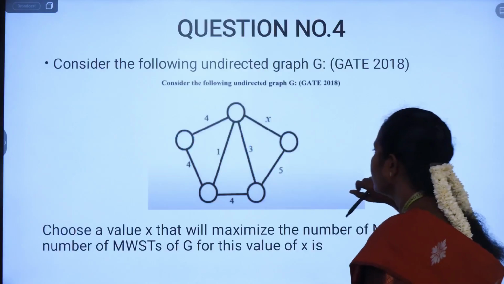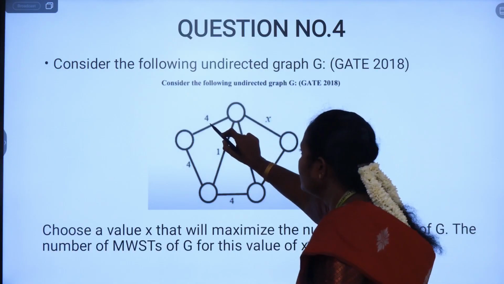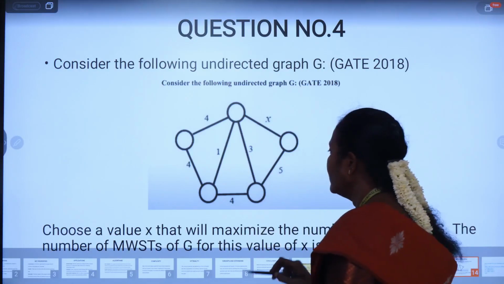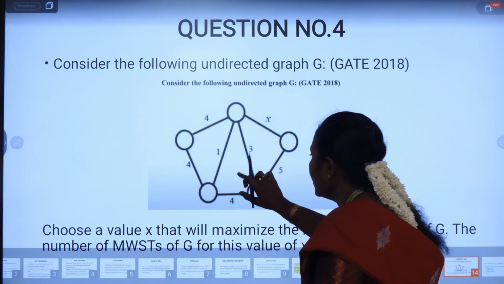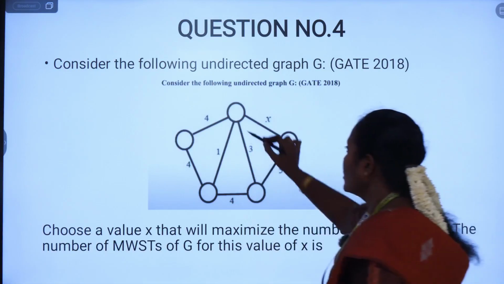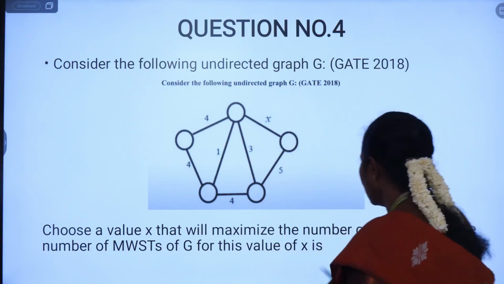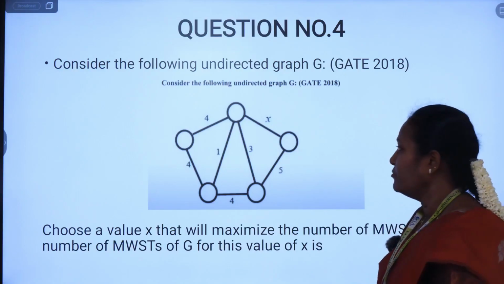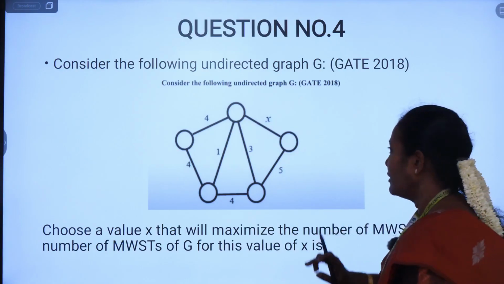That is, if you are considering this 4, you will have 1 minimum spanning tree. If you are considering this 4, that cannot be a minimum spanning tree because this is a closed cycle. Right. So if you are considering X is equal to 5, you have 2 minimum spanning trees.